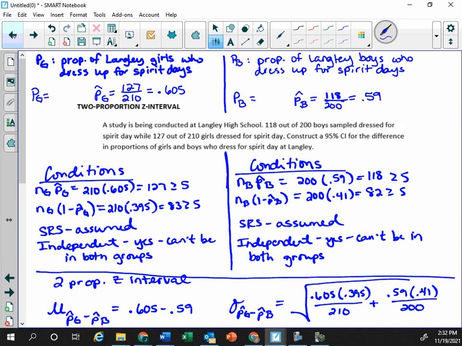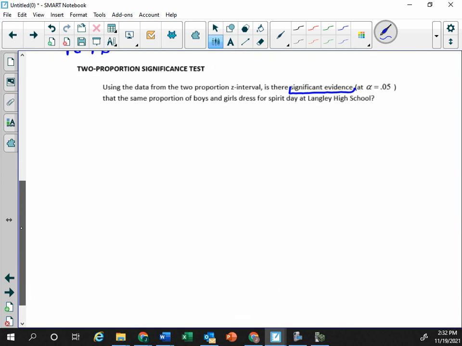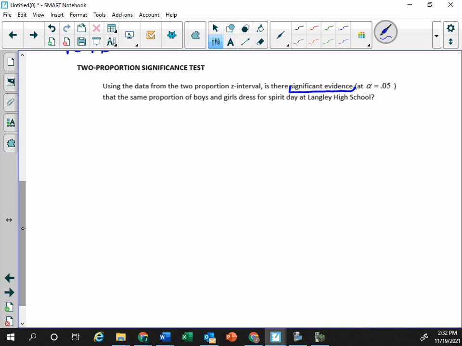All right, so let me go back. All right, we've got our 2 proportion significance tests happening here. So using the data from our interval we just created, is there significant evidence at the alpha equals 0.05 level that the same proportion of boys and girls dress for Spirit Days at Langley High School? We kind of talked about that already in just the interpretation of that confidence interval. So let's actually go through the whole hypothesis test.